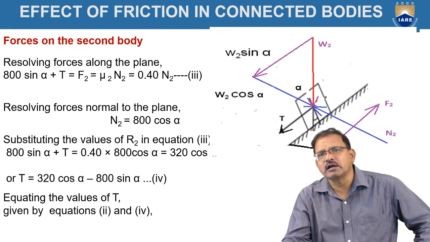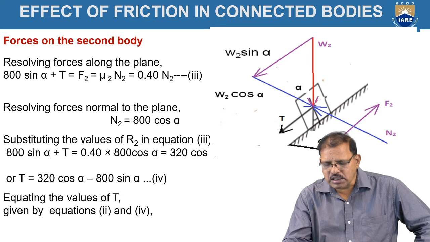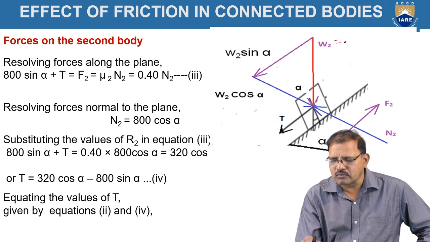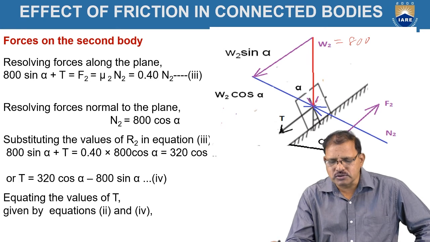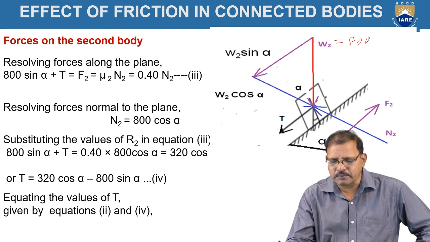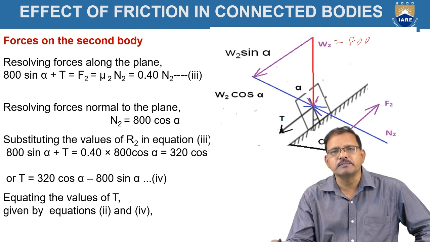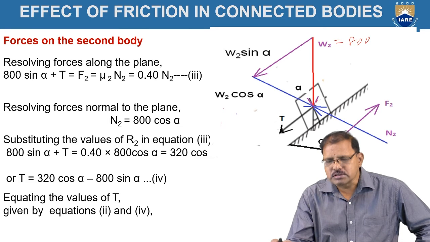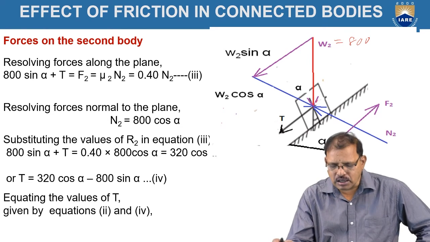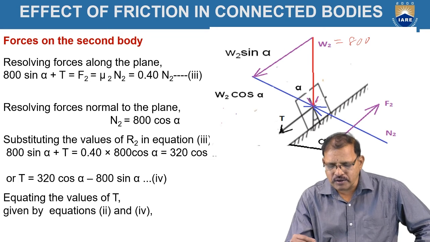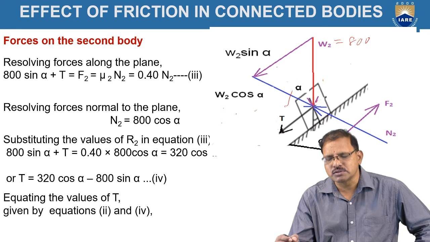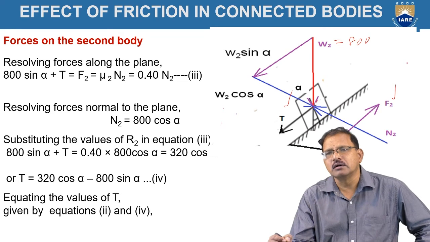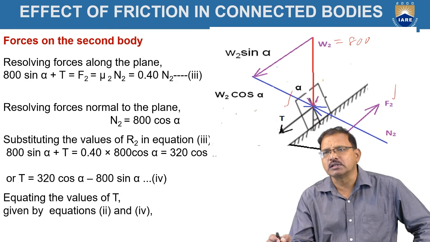Now the forces acting on the second body. In the second body, W2 is given as 800 newtons, acting in the downward direction, perpendicular to the ground. Hence, when we resolve these forces into two components along the plane and perpendicular to the plane, W2 sin alpha is acting in the downward direction along the plane, and W2 cos alpha is perpendicular to the plane. Similarly, the tension is always away from the object. According to this figure, it is acting toward the left side. The frictional force, since the body tends to slide downward, is acting toward the right side. N2 is the normal reaction.